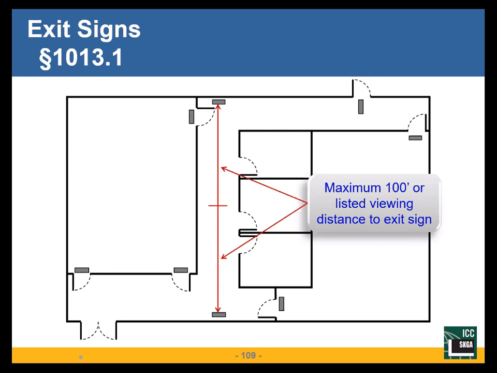But I've got one at each end of the corridor. I've got one out of this room that requires more than one exit. I've got them at the exit doors. I step into the corridor. I can see the exit. This room requires 2 exits, one at each exit. I step in here or out in here. I can see the exit. These rooms do not require 2 exits. No exit sign required.